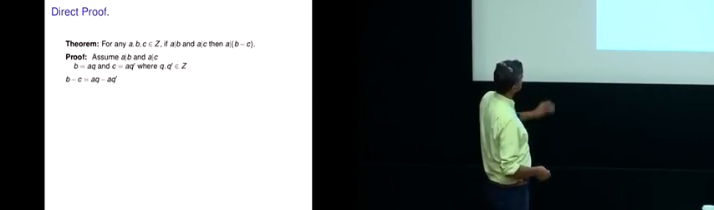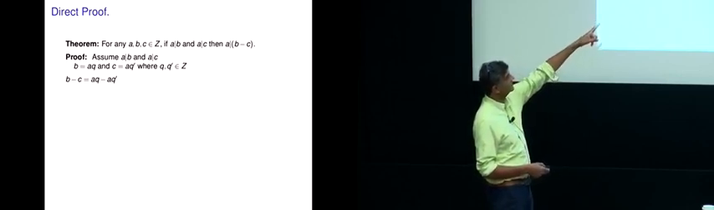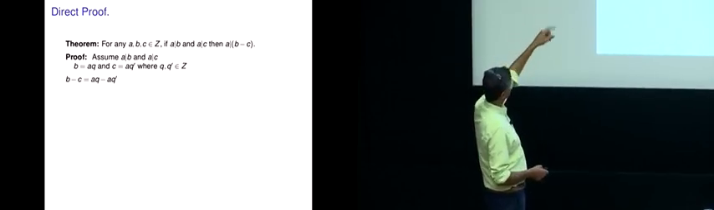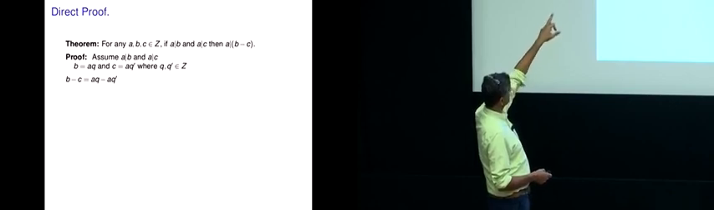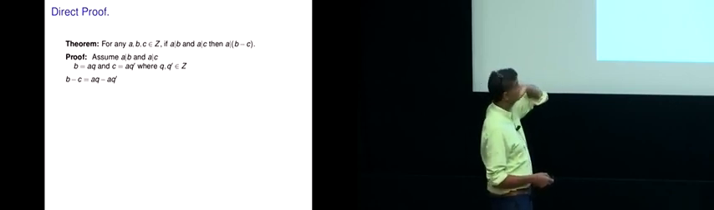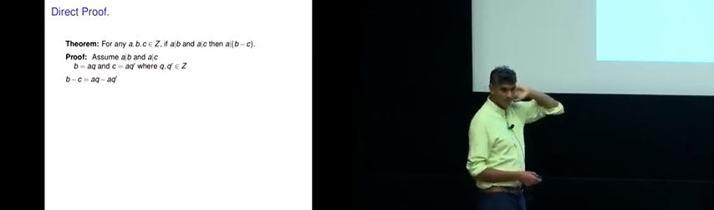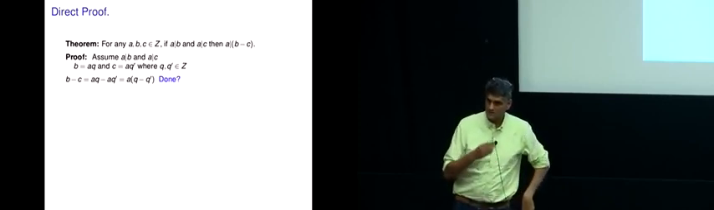Once you do that, it becomes a triviality, right? Then you write down the expression B minus C, and you write down the other sides of the equalities, AQ minus AQ prime, because AQ is B and AQ prime is C, and you factor. And now what do you see? Are you done now? What do we want to show? We want to show that A divides B minus C.